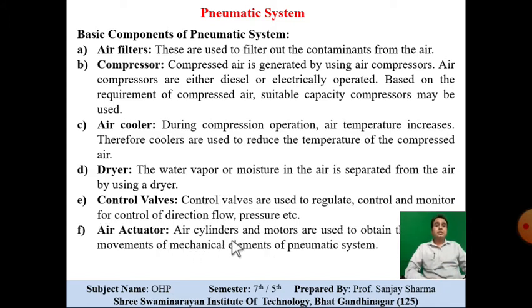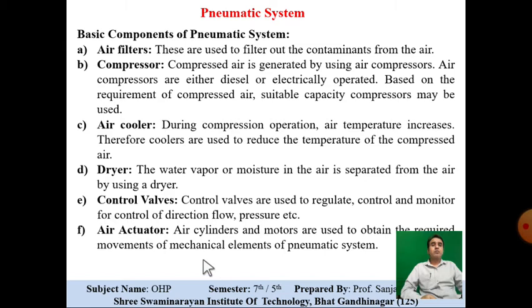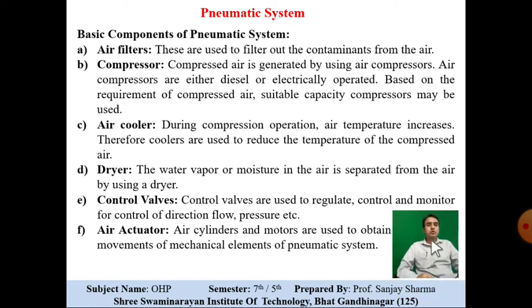The air actuator, the air cylinder and the motor are used to obtain the required movement of the mechanical element of the pneumatic system. So again friends, the air actuator, ultimately the single-acting or double-acting cylinder, is used as an actuator for getting the mechanical work done.